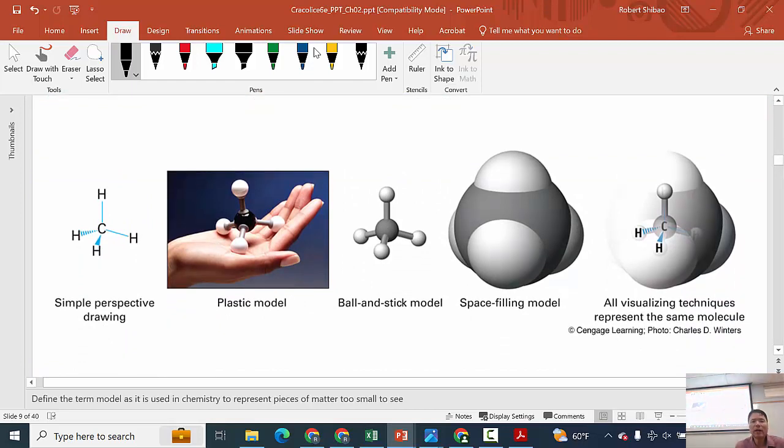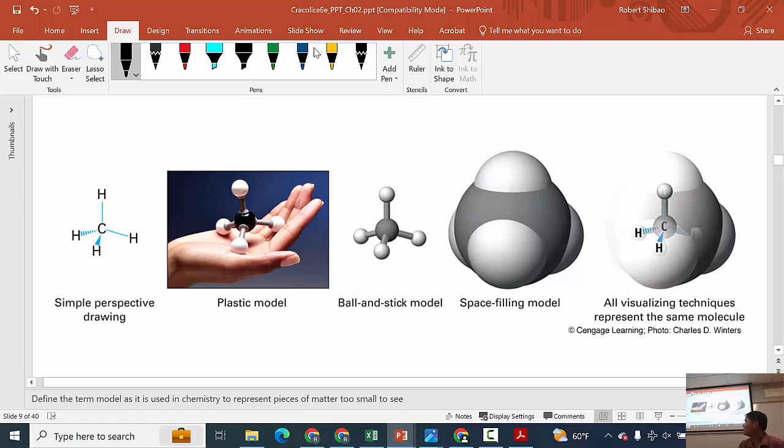This would be what we call a wedge dash diagram. This is trying to show it three-dimensionally because these molecules aren't always two-dimensional or one-dimensional like an atom. Molecules are two or more atoms bonded together. I mean, we have 4 hydrogens bonded to a carbon, so they're 5 atoms bonded together.